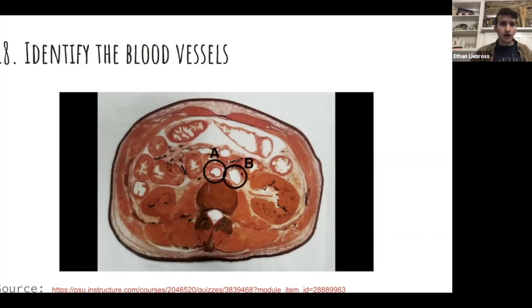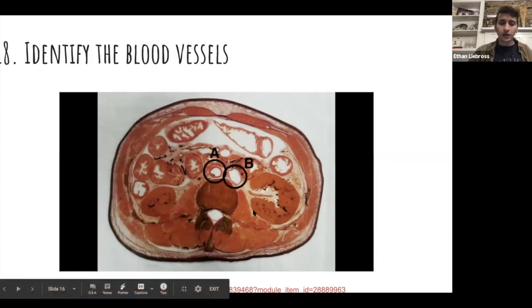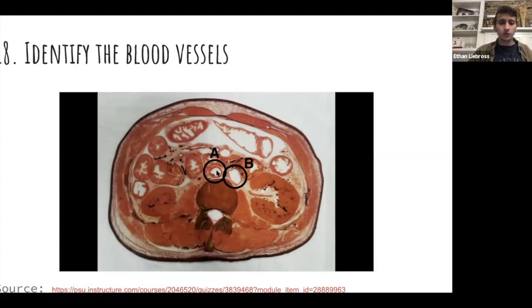So moving on, as I said, in front, so more anterior to the big spine over here, we see two big vessels. So they're major blood vessels. So we know that they can either be the abdominal aorta or the inferior vena cava. So how do we tell them apart? So A is a lot thicker in structure, and it's a lot more circular. So that's definitely going to be the abdominal aorta.